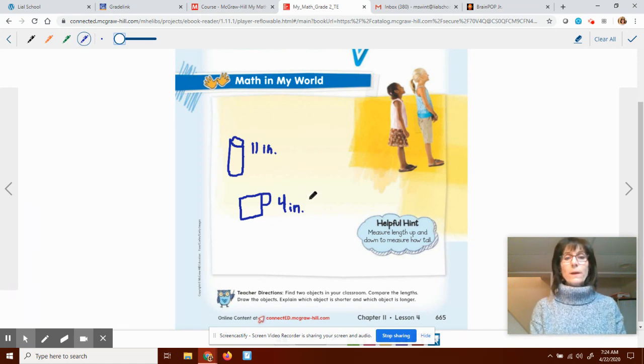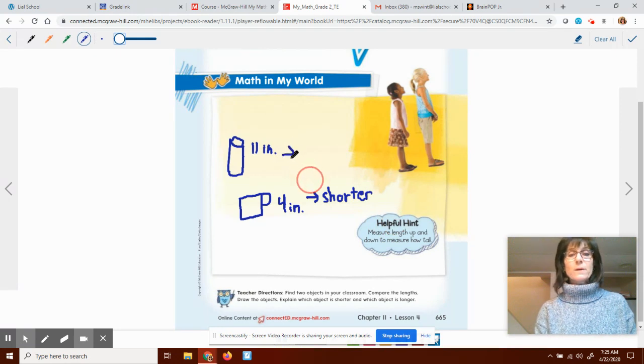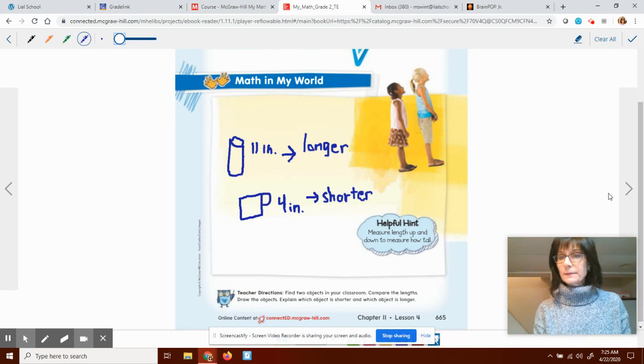All right, so the question on the bottom of the page is which object is shorter, which is longer? Well, my coffee mug would be shorter. And my paper towel roll is going to be longer. Put a little arrow, put longer. We're trying. And then we have done some comparison of two objects. Easy. It gets just even easier. Let's turn the page.